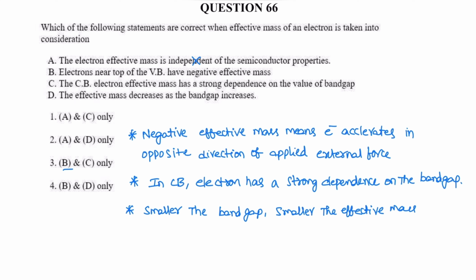Next, electrons near the top of the valence band have negative effective mass. Statement B is correct. Next, in the conduction band, electron effective mass has strong dependence on the value of band gap. Correct. The statement that the effective mass decreases as band gap increases is wrong. If the band gap decreases, effective mass also decreases. If the band gap increases, then effective mass also increases.